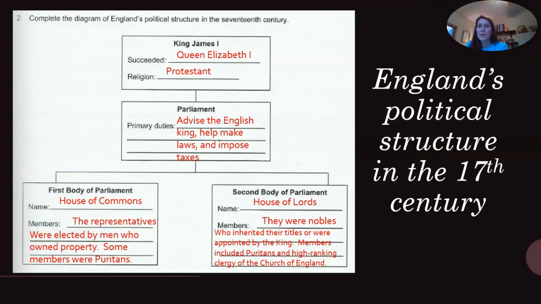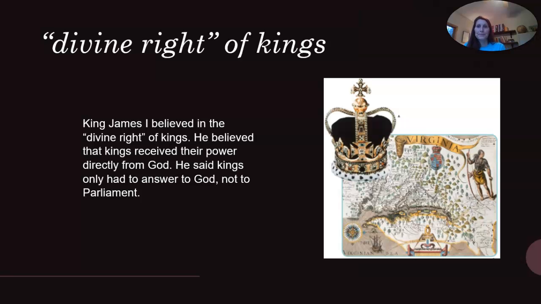We have the 3 branches of government. So we have the first body of Parliament, the House of Commons, and then the second body of Parliament, the House of Lords. The House of Commons were representatives who were elected. The House of Lords were nobles, and they inherited their titles. Again, you might want to pause this video and fill this in if you need additional time.